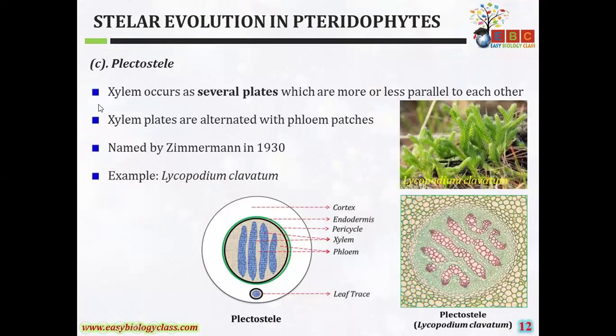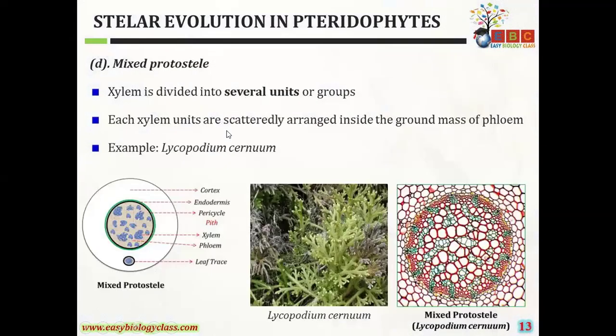Next, another category of the protostelic condition is plectostele. This is an example of Lycopodium clavatum. You can see here, these all are the plates of the xylem, and in between these plates we can see the phloem patches. It was named by the scientist called Zimmermann. The example of the plectostelic condition is observed in Lycopodium clavatum.